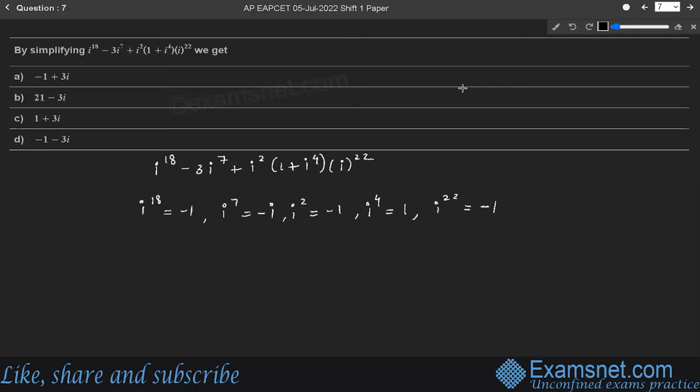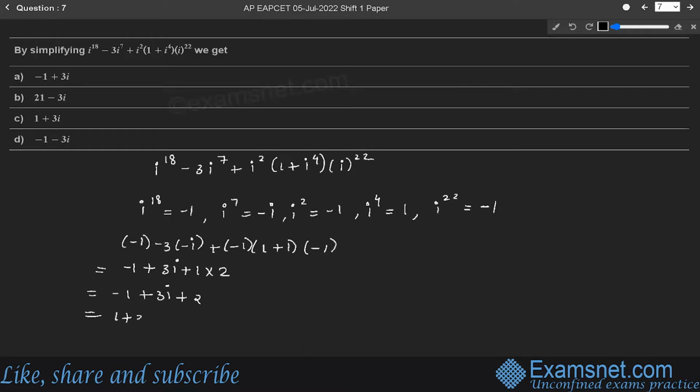Putting all these values, the equation becomes minus 1 minus 3 into minus i plus minus 1 into 1 plus 1 into minus 1. So it will be minus 1 plus 3i plus 1 into 2, which will be equal to minus 1 plus 3i plus 2, which gives minus 1 plus 2 is 1. So 1 plus 3i. Therefore, on simplifying this equation, we get 1 plus 3i. So option number C is the correct option for this given question.